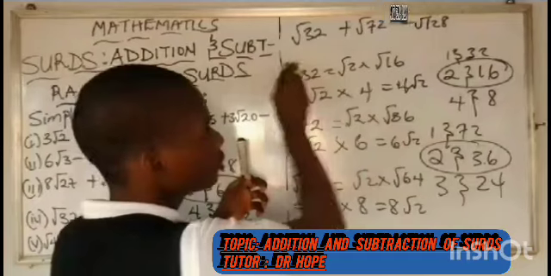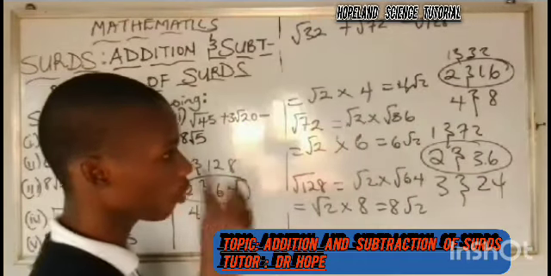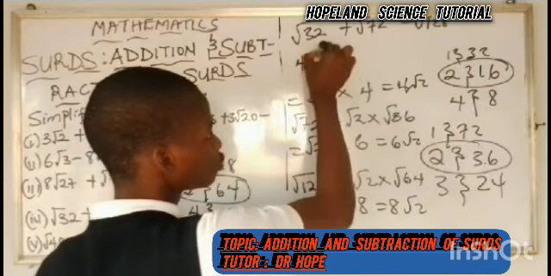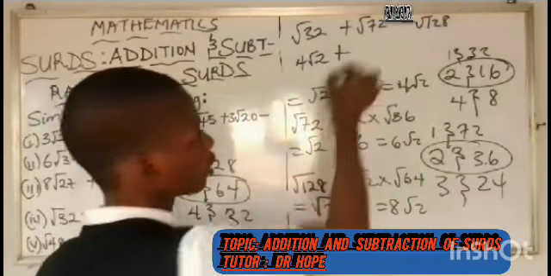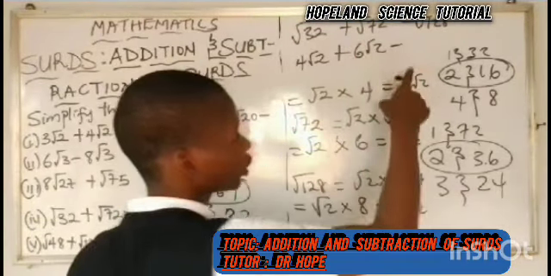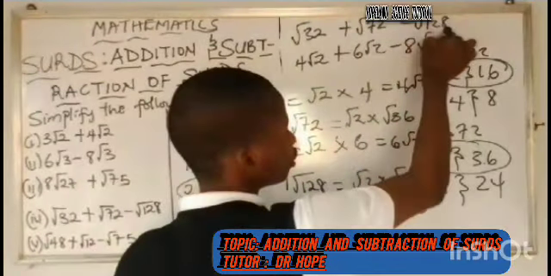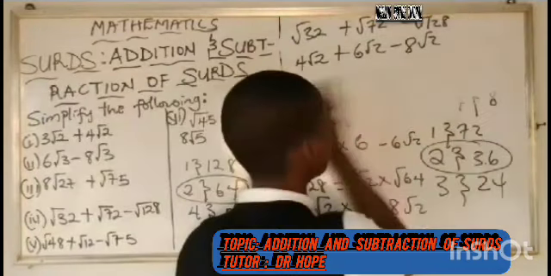So remember, let me clean this part. Remember that the basic form of root 32 is what? We said 4 root 2, plus the basic form of root 72 is what? 6 root 2, minus the basic form of root 128 is what? 8 root 2. Are we together? So now let's continue from there.